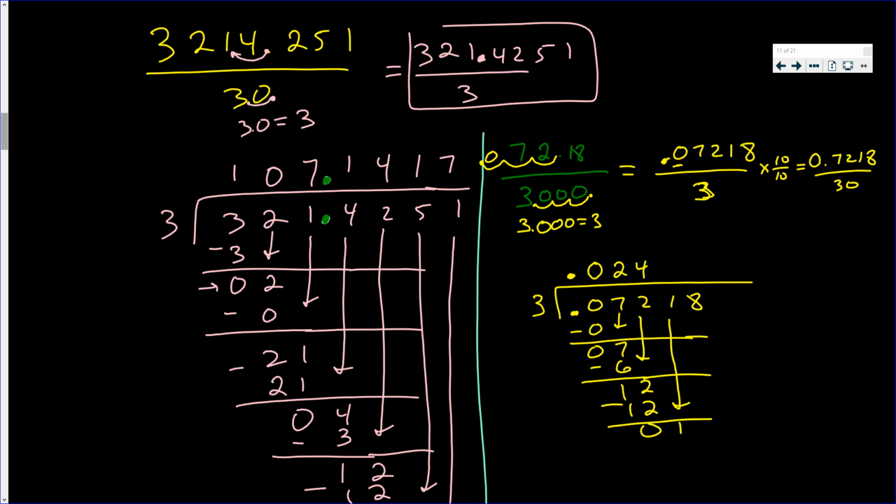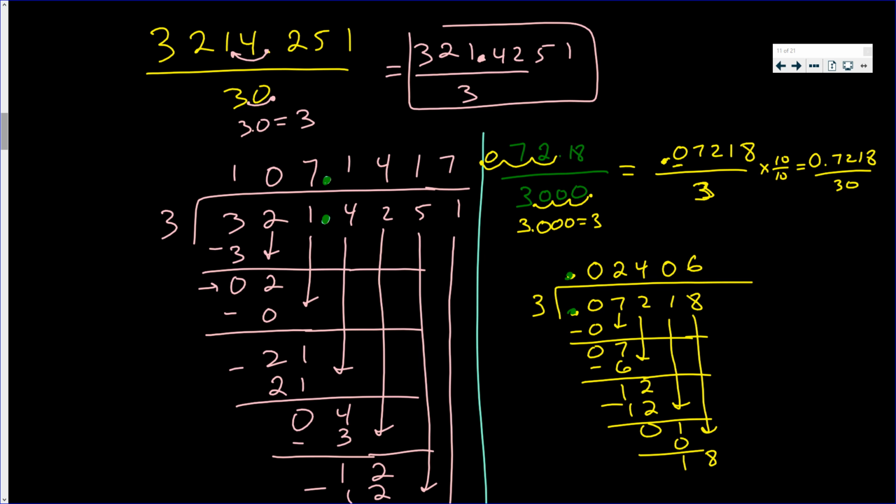Bring down the 1. 3 does go into 1 0 times with 1 left over. Bring down the 8, and 3 does go into 18 6 times. Other than putting the decimal at the beginning, nothing big. Okay, that's the answer to that problem.